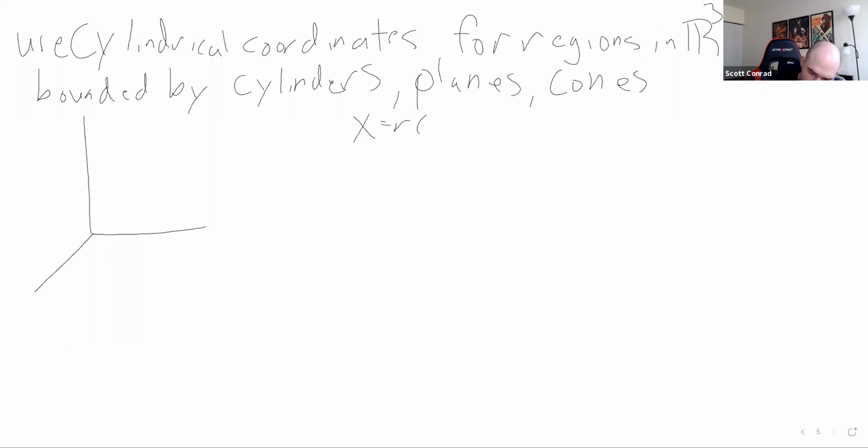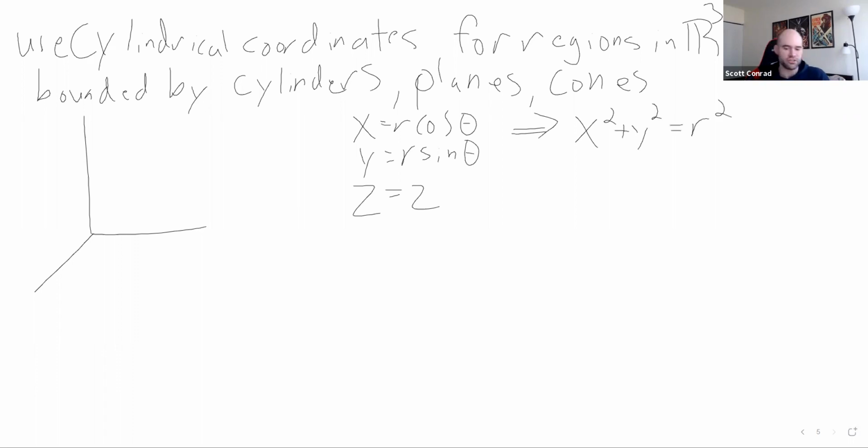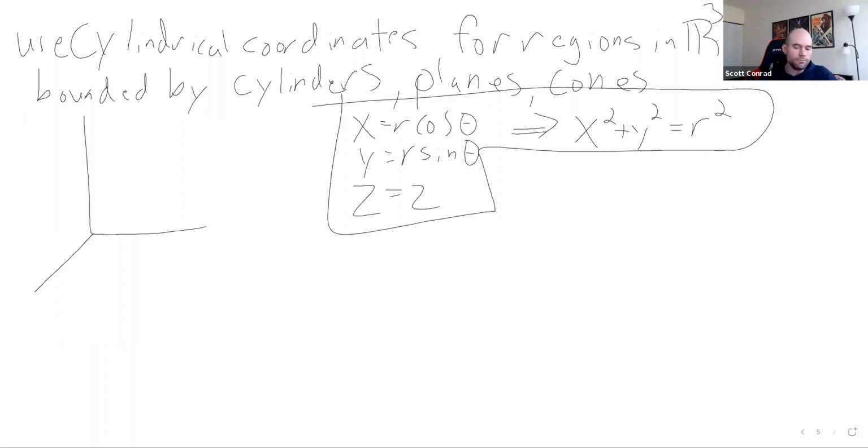In cylindrical, x is r cos theta, y is r sine theta, z is z, of course, but we still have the x squared plus y squared is r squared relationship too. Okay, so let's look at the cylinder, say x squared plus y squared equals 4. So that's a circular cylinder about the positive z-axis of radius 2.